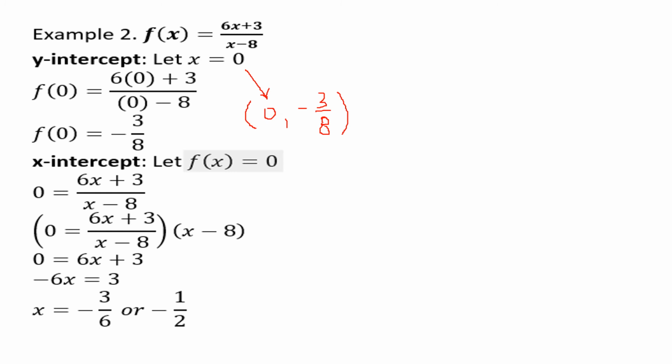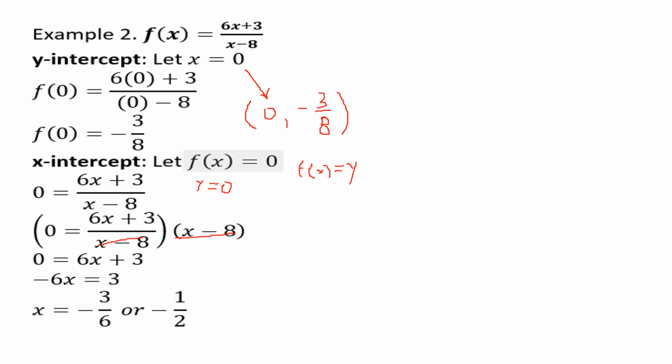Next is to solve for the x-intercept by letting f of x equals 0 or by letting y equals 0. Again, f of x is just the same with y. Okay, so 0 equals 6x plus 3 all over x minus 8. So to remove x minus 8, we will multiply both sides of the equation by x minus 8. So x minus 8 times 0, that is 0. Any number multiplied to 0 is always 0. So equals 6x plus 3 all over x minus 8 times the quantity x minus 8. So this becomes 1. So 1 times 6x plus 3. So the answer is 6x plus 3.